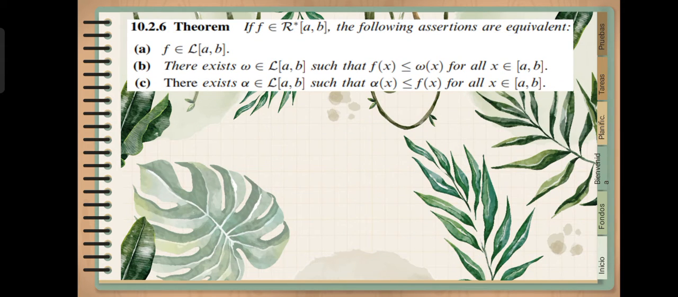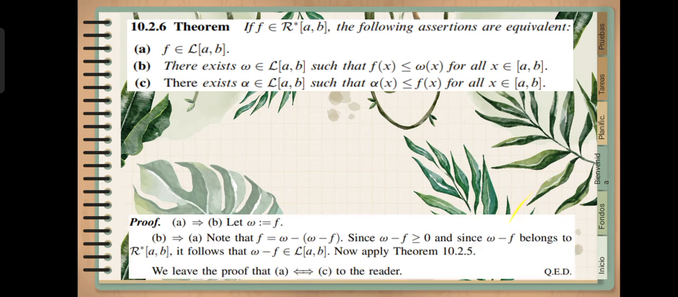10.2.6 Theorem: If f is an element of R*[a,b], the following assertions are equivalent. A. f is an element of L[a,b]. B. There exists omega, an element of L[a,b], such that f of x is less than or equal to omega of x for all x in [a,b]. C. There exists alpha, an element of L[a,b], such that alpha of x is less than or equal to f of x for all x in [a,b].